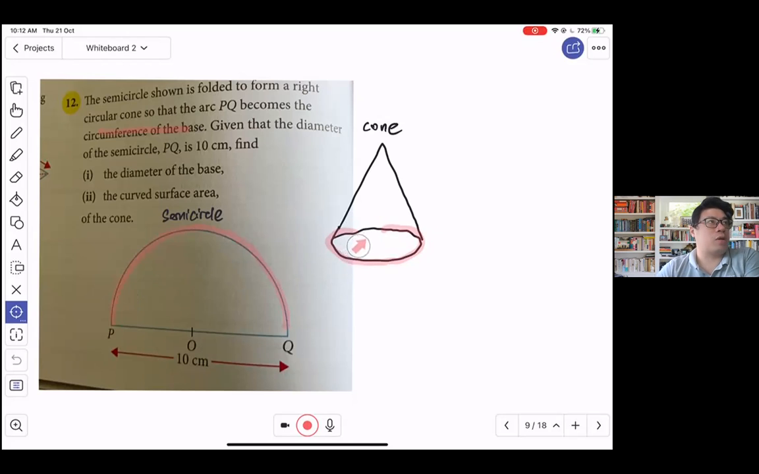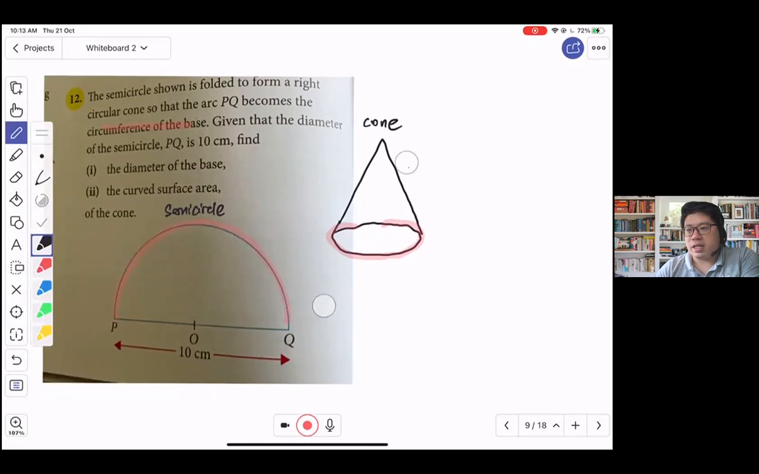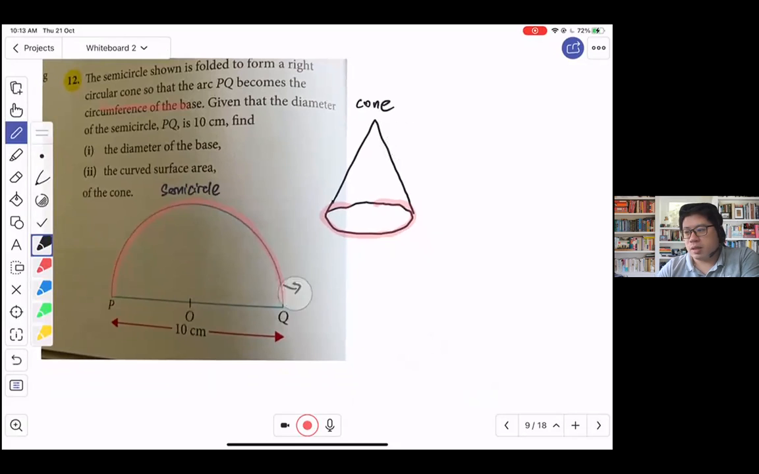So first up, how do we find the diameter of the base? First of all, if you look at this arc, you know that this is the key. It's the commonality between the two figures, right? Let's look at how we can find the length of this arc PQ. Now, the semicircle has a diameter of 10. So if you want to find the circumference of this semicircle, we know that circumference is 2 pi r or pi d.